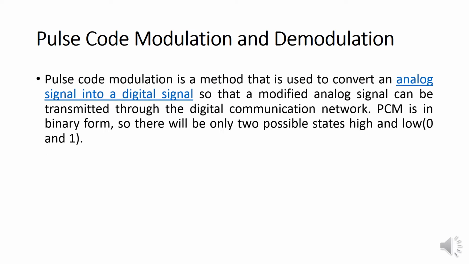Pulse code modulation is a method used to convert an analog signal to a digital signal so that the modified analog signal can be transmitted through the digital communication network. The PCM is in binary form, so there are only two possible states, high and low, that is 0 and 1.